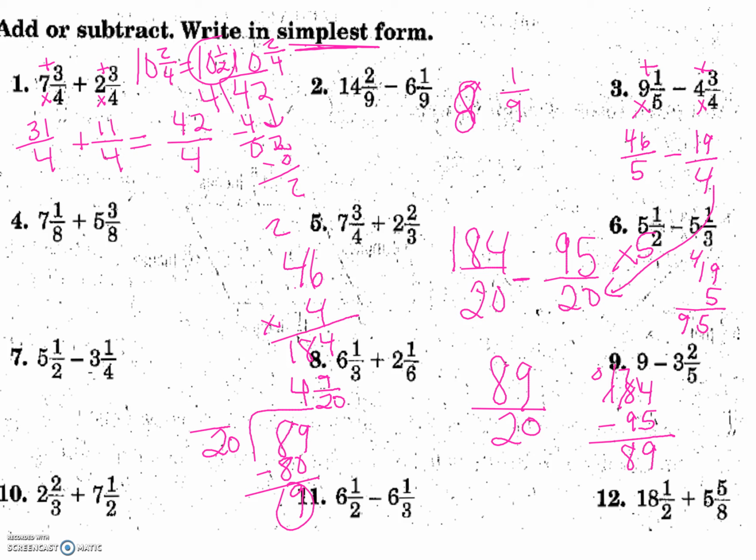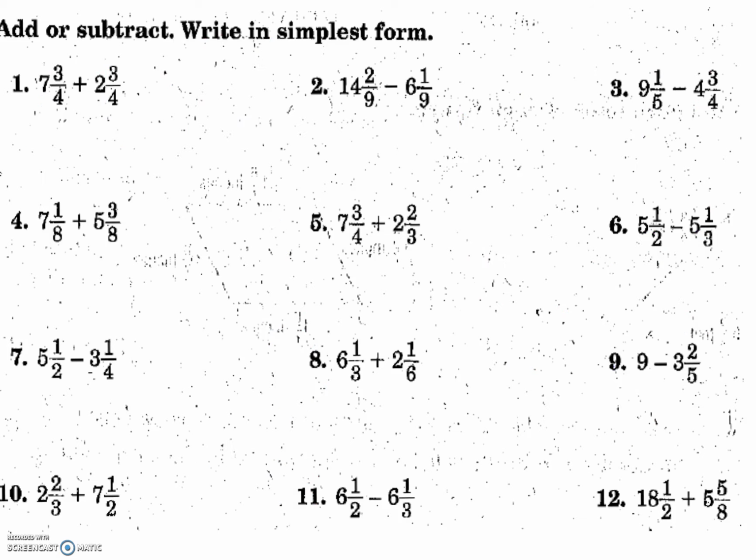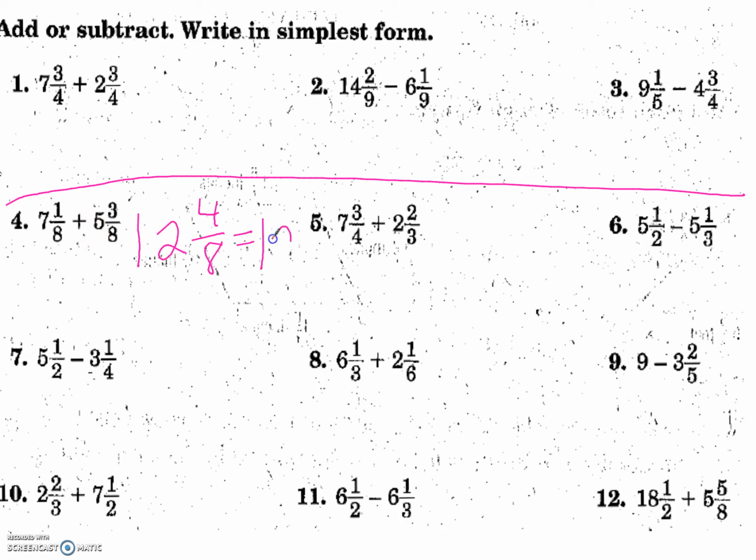Okay, so that is how we do mixed numbers when we're adding and subtracting. So what I want you to do is complete numbers 4 through 12. Okay, remember, change to improper fractions first, unless you can do it otherwise. Okay, so like this one, we have 1/8 plus 3/8 is 4/8, and then 7 plus 5 is 12, and then just simplify to 12 and a half. Some of them are not quite that simple, so make sure that you do whichever method you need to.